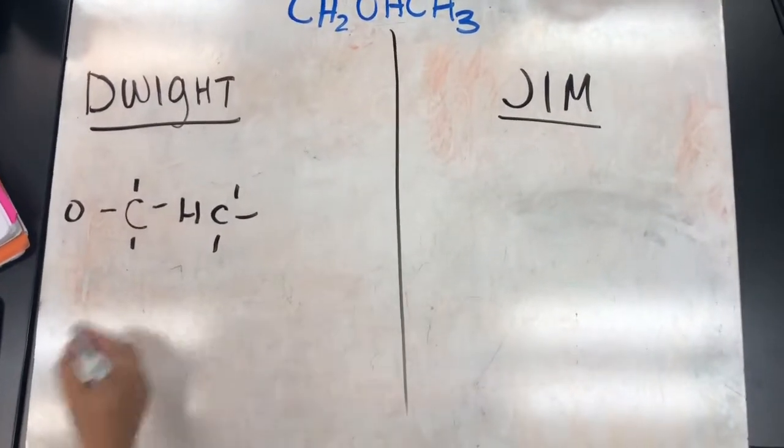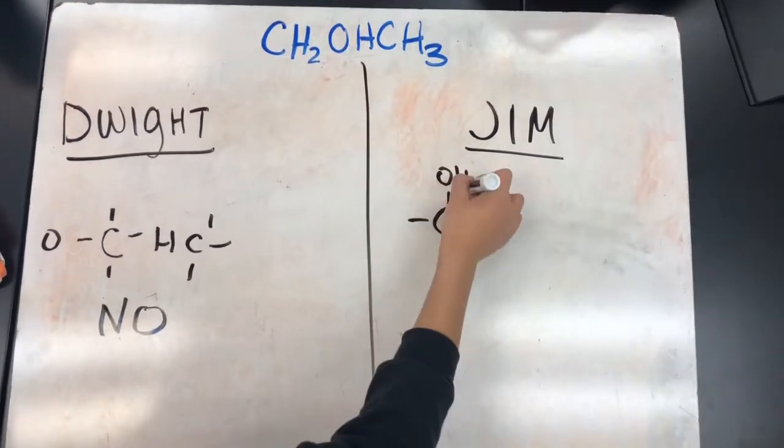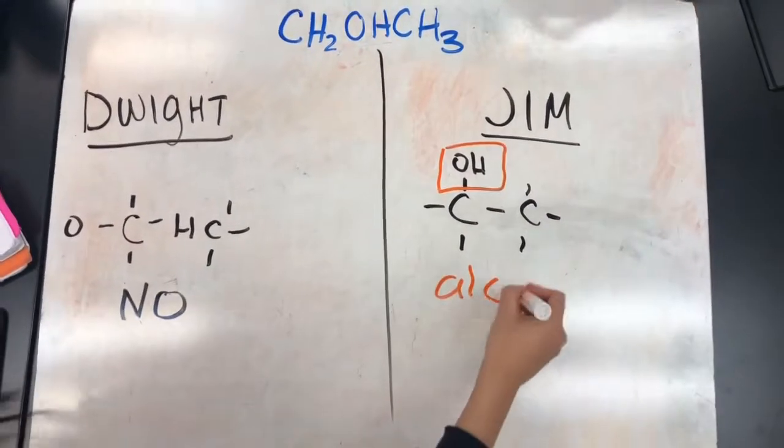Dwight drew this compound wrong while Jim drew it right. A hydroxyl single bonded to a carbon shows it is an alcohol, so Jim wins this round.